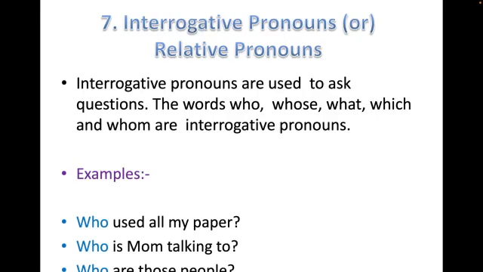Next, we have interrogative pronouns. Sometimes you might see them in text being known as the relative pronouns. Interrogative and relative pronouns, those are the same thing. Interrogative pronouns are used to ask questions. The words who, whose, what, which, and whom are your interrogative pronouns. Again, they're used to ask questions, so you're going to see them with question marks at the end.